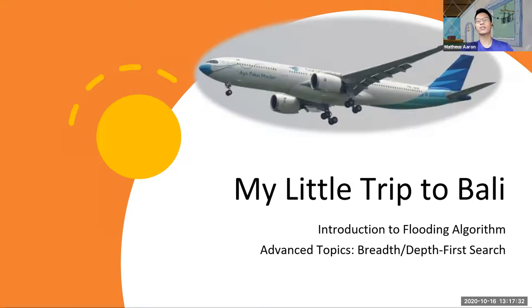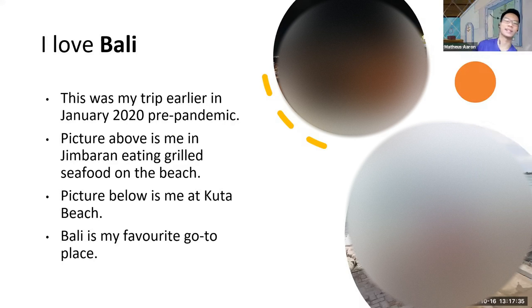Why I use Bali as an example: I personally really love Bali. This was my trip in January 2020, pre-pandemic, when times were still good and there were no disasters. No, I don't want to hear some Indo from you, Derek. Your Indo is terrible. This is my sister, my wonderful and beloved sister. The top picture is at Jimbaran Beach where we were eating grilled seafood on the literal beach, sitting on sand. The bottom is me with my sister at Kuta Beach behind a hotel. It's my favorite place to go to every year.